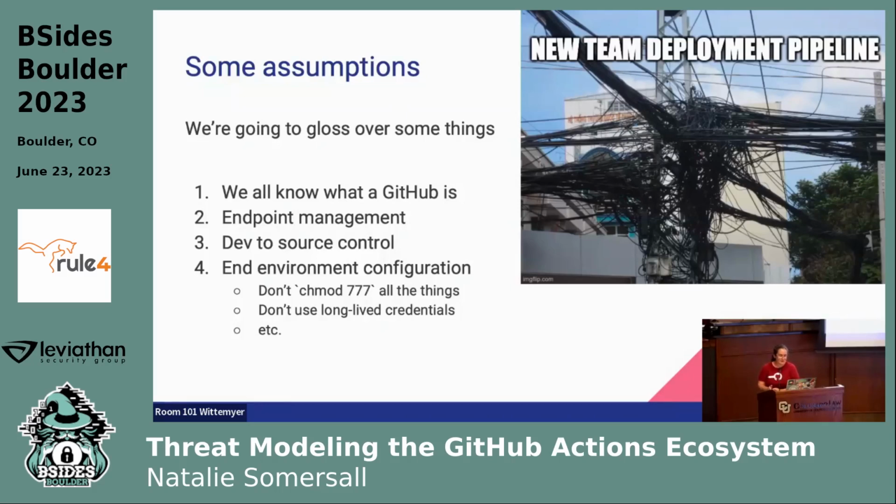Next, endpoint management. So that whole far left side where the developer's laptop is, that is its own can of worms. Patch your stuff, but identity and access management is kind of its own thing. So we're going to assume that you have confidentiality, integrity, and access controls all kind of squared away. And then at the very, very right side of the pipeline, how your environment is set up. So like, don't chmod 777 all the things. Don't put your passwords in an INI file for database, all the basic things.